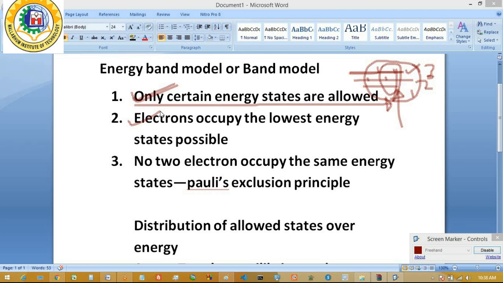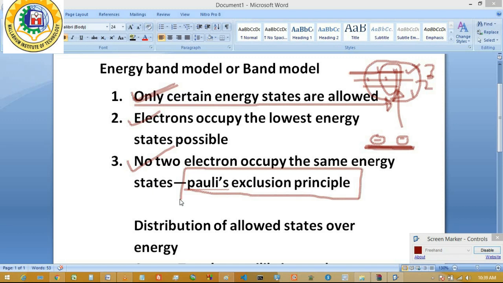The next allowed energy state statement is that no two electrons can occupy the same energy state. That is Pauli's exclusion principle. It states that if there is a discrete energy level in an atom where an electron can reside, that energy state is possessed by only a single electron. So in this energy level no other electron can reside. That is the statement that no two electrons can occupy the same energy state, famously called Pauli's exclusion principle. That is all about the substatements of the allowed energy states.